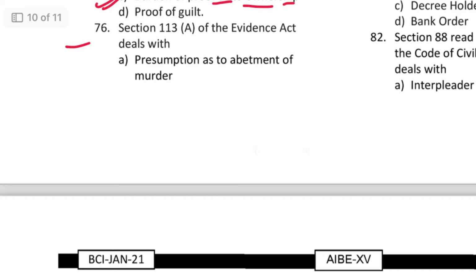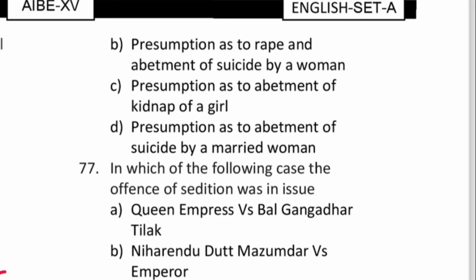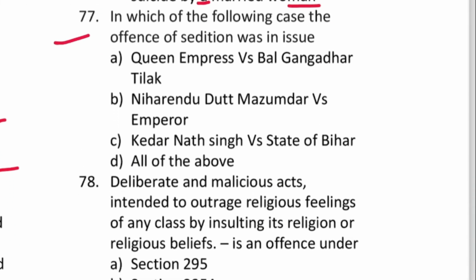Next 76, section 113A of the Indian Evidence Act deals with presumption as to abetment of suicide by married woman. A is the answer. Next 77, in which of the following case offense of sedition was in issue? In Queen versus Bal Gangadhar Tilak या फिर Hindu Dutt Mazumdar versus Emperor, Kedarnath Singh State of Bihar. All of the above D is the answer.